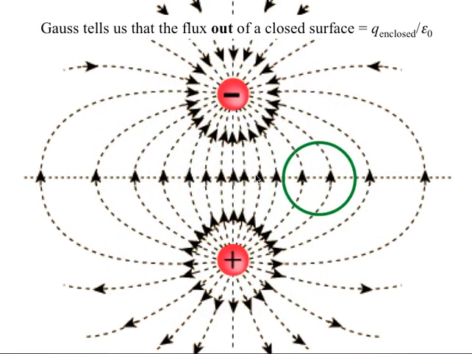So I can shrink that back down. I can move it to different places. There's still no charge in here. So every field line that comes in goes back out again. So that's the essence of Gauss's law.